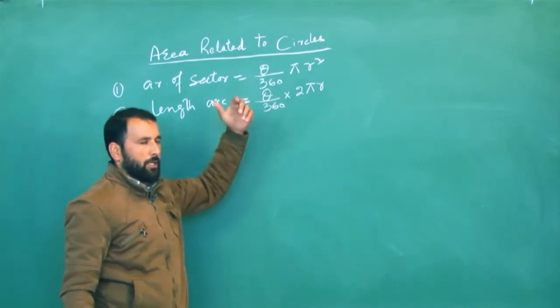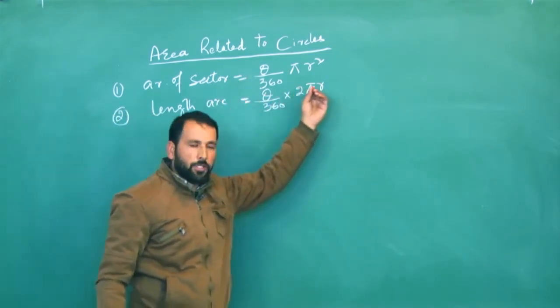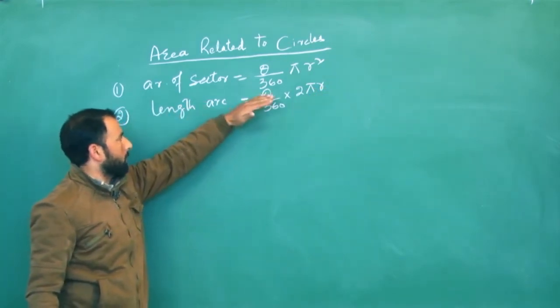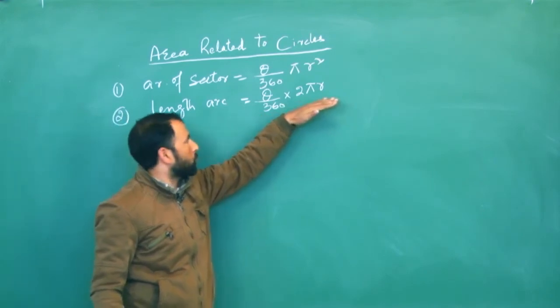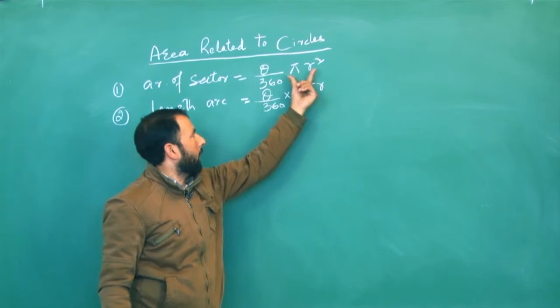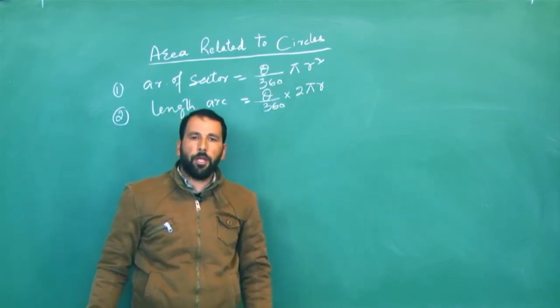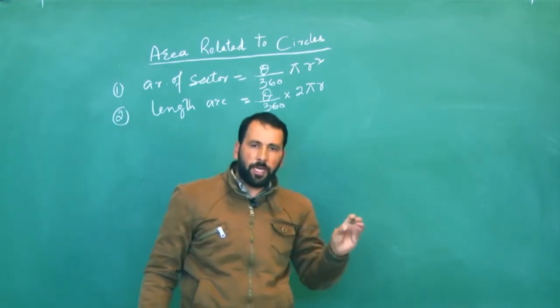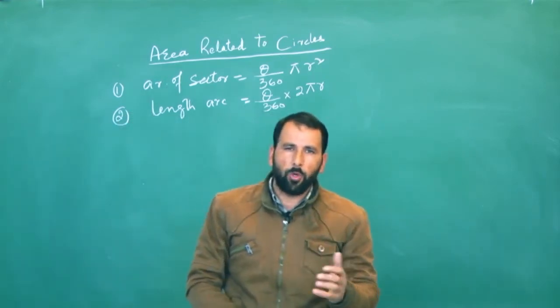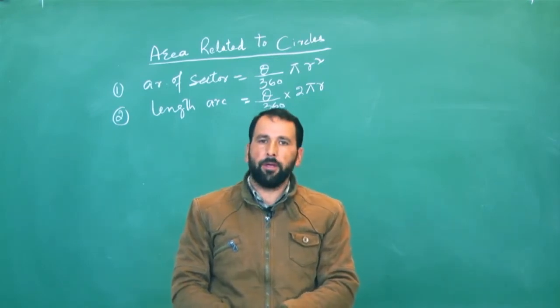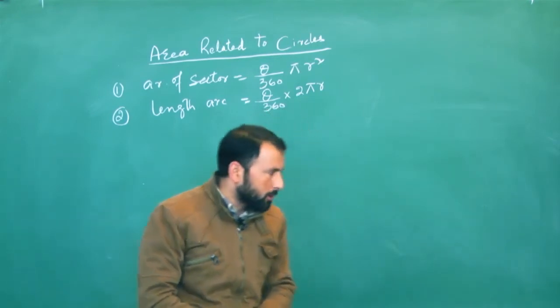We know that theta is the sector angle and r is the radius of the circle. 2 pi r is the circumference of a circle, and pi r square is the area of a circle. On the basis of these two results, we have done exercise 12.1 and some questions of 12.2. Let us start from question number 7 of exercise 12.2.